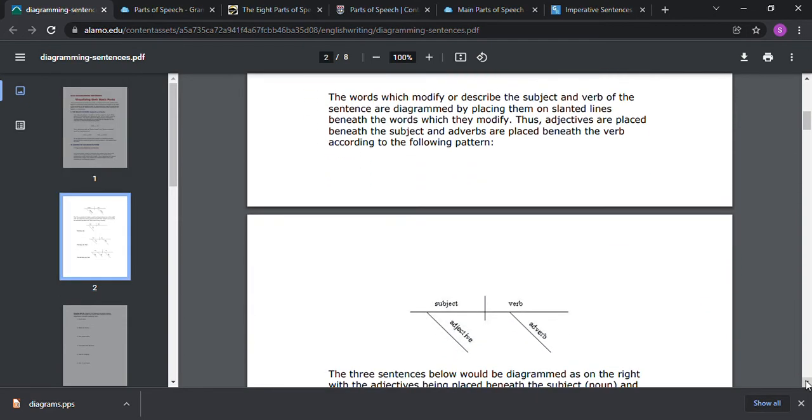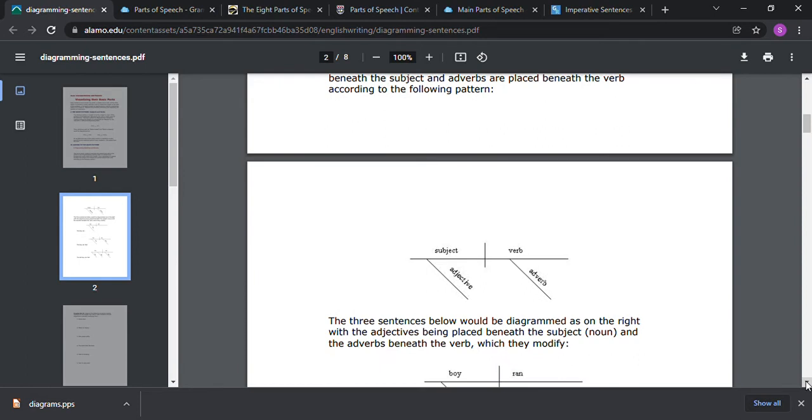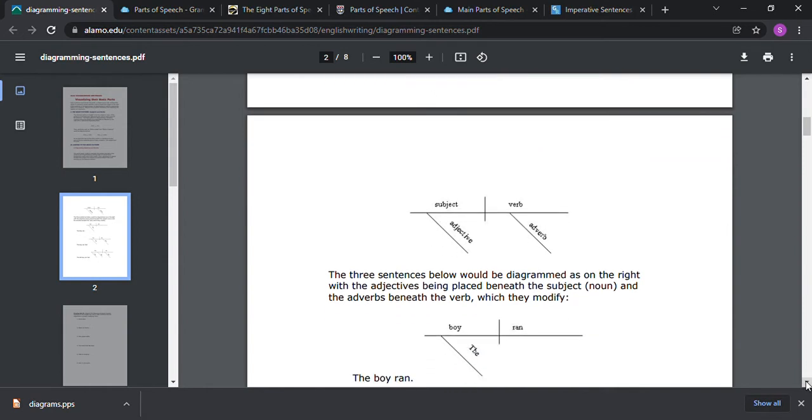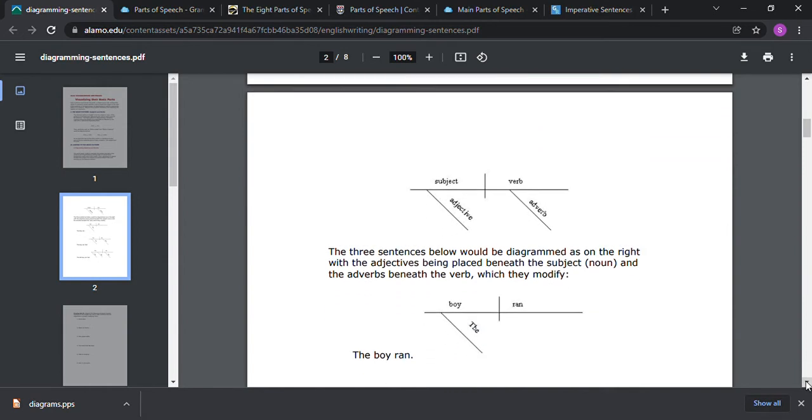And you could just write a sentence out for your students if you're homeschooling, and then write above them which part of speech they are, and then go and look it up so they can see what part of speech it is. But here it shows you the subject or the noun with the adjective below it.